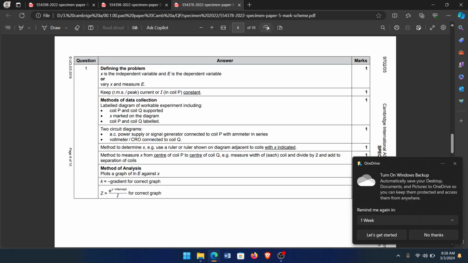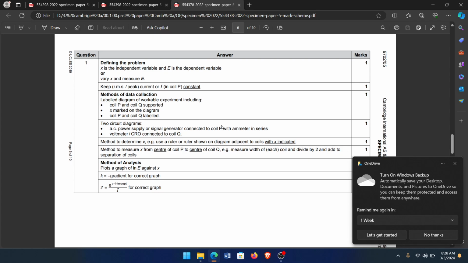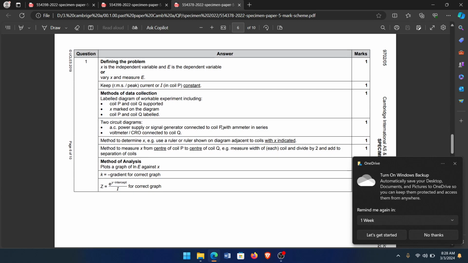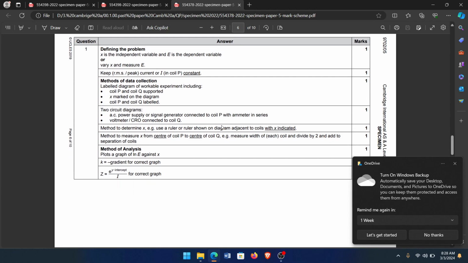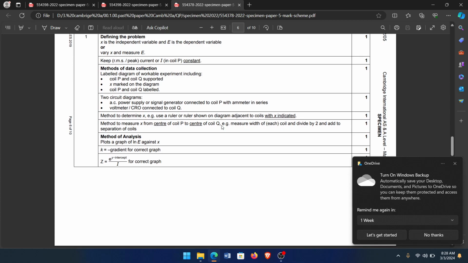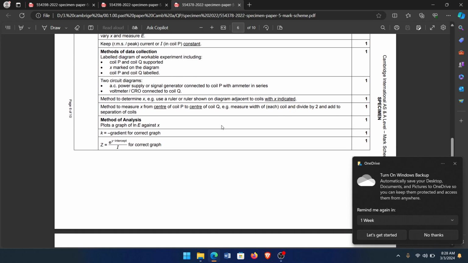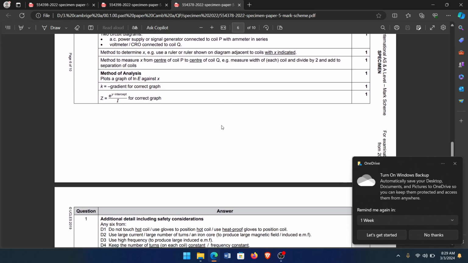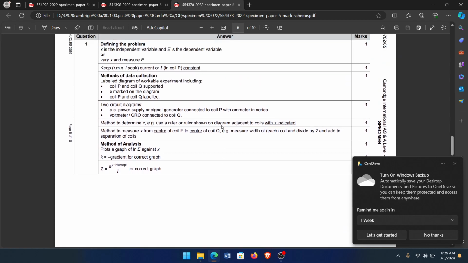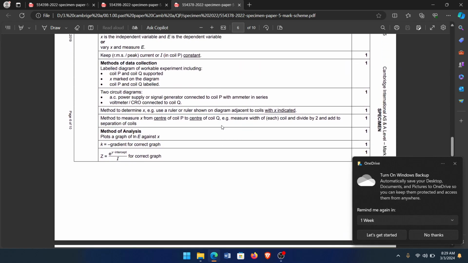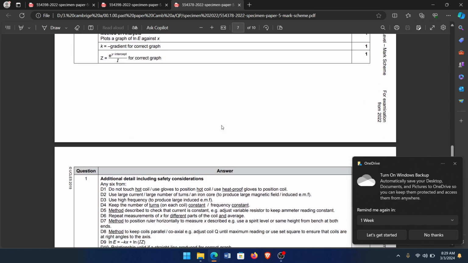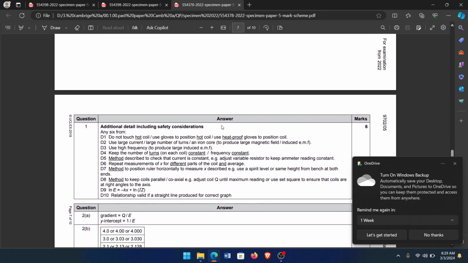Anyway, if you answer in that way, at first write defining problems, method of data collection. Defining problems, 2 marks here. Then method of data collection, there are 4 marks here. Then analysis, 2 marks only. So in total 9 marks here. Then the remaining 6 points are in additional details.